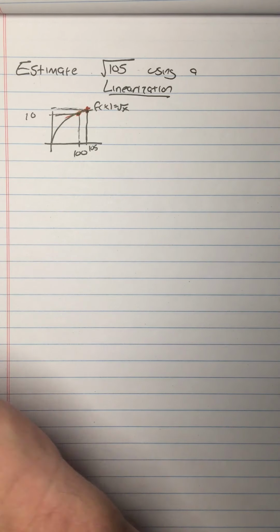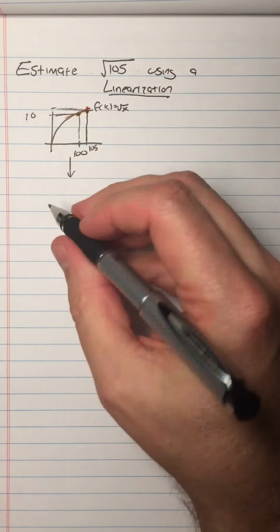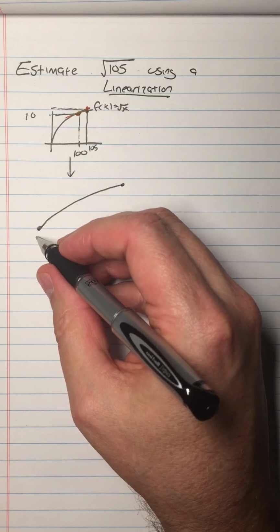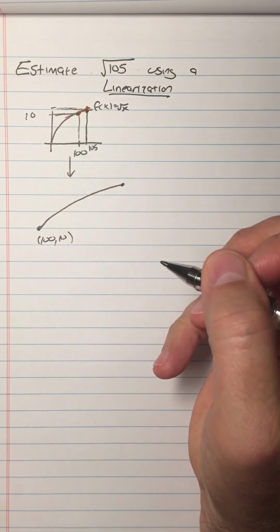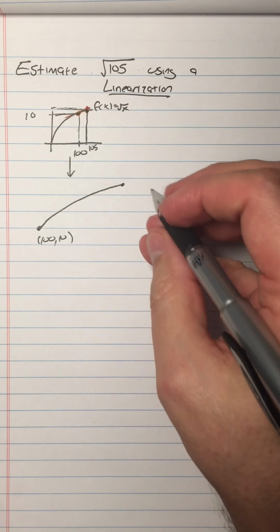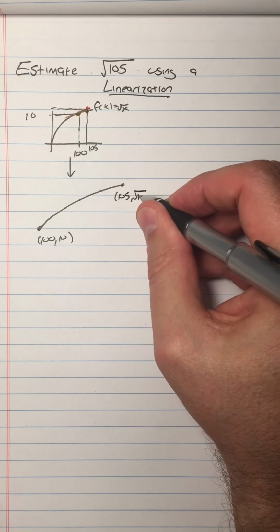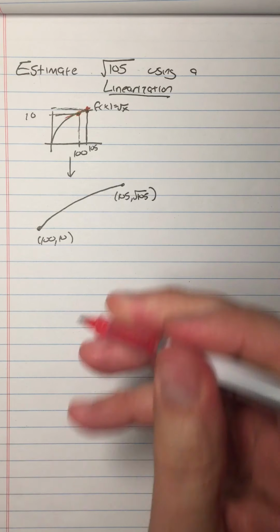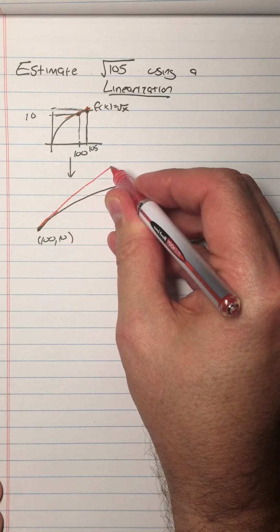All right, so let's look at a zoom of that. Zoom in on that a little bit. Here's x equals 100. So this is the point 100, right? And then this point over here is the point 105, square root of 105, which we don't know. But then what we're going to do is follow the tangent line instead of the function.